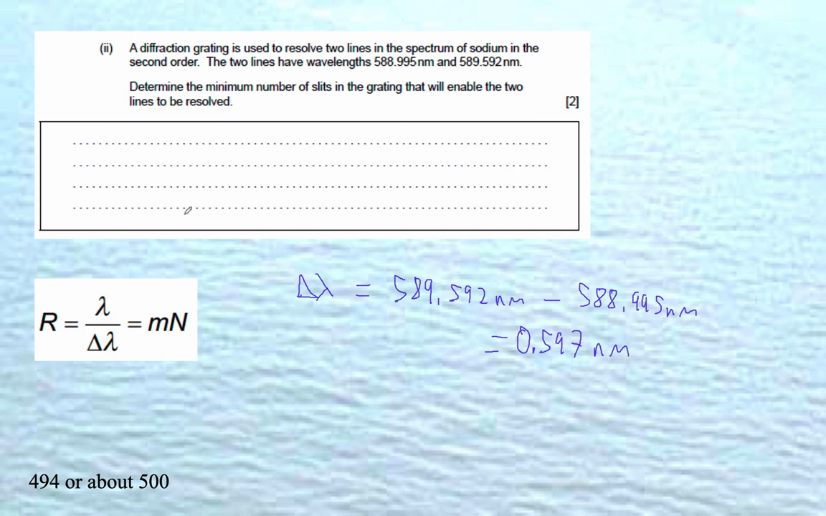And then what do we use for the wavelength? Do I use this one or do I use this one? The answer is, if they give you two wavelengths, use the average. So 589.592 plus 588.995. By the way, you'll get almost exactly the same answer if you use either one of these because they're so close together. But I'm doing what IB did in their mark scheme.